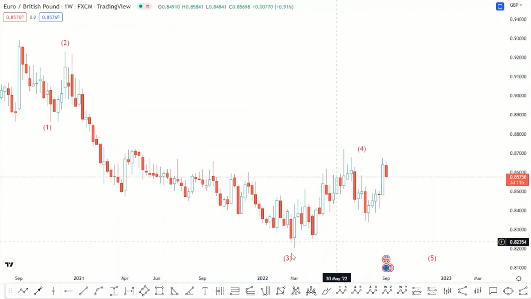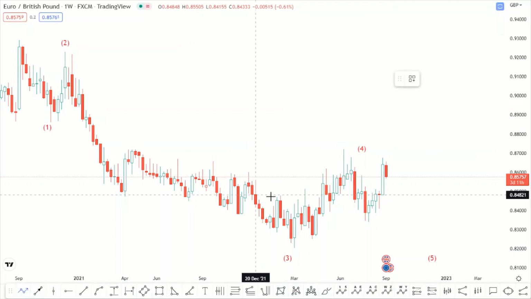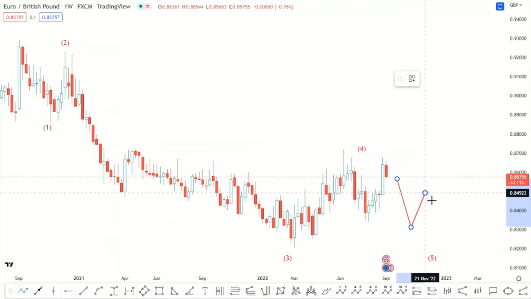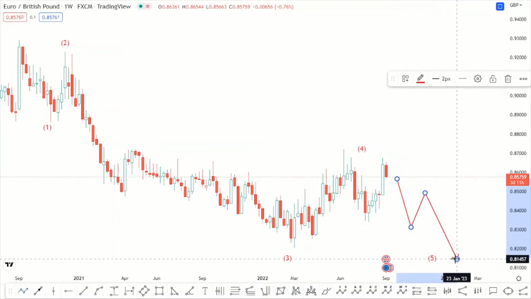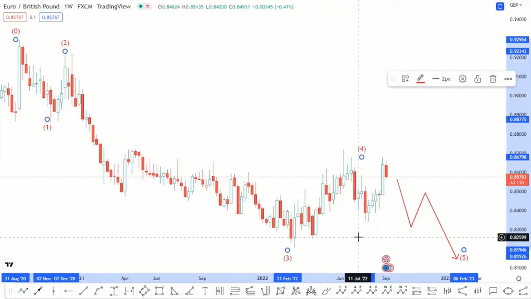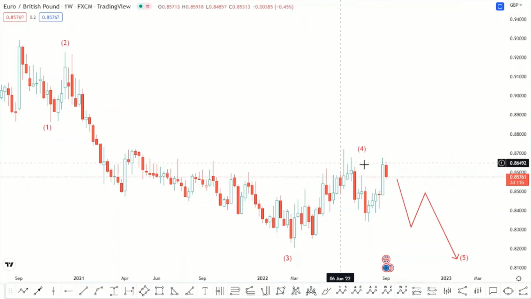We are making wave 5. I'm going to draw the path here. It's not going to go straight, so we're going to be having some corrections before we make it to 5. So let's use the Fibonacci and find the termination.